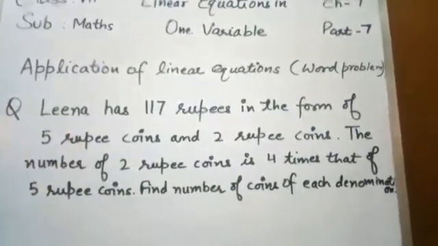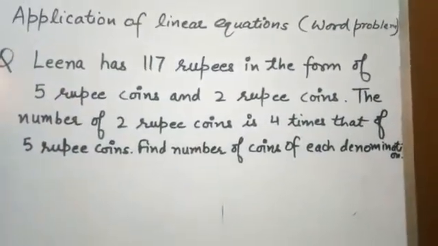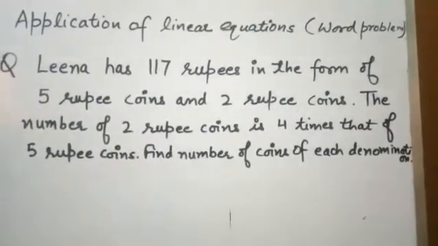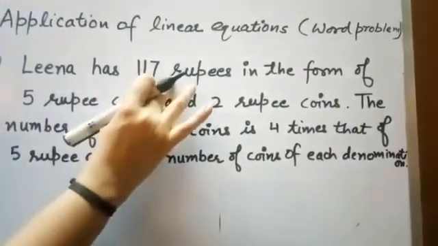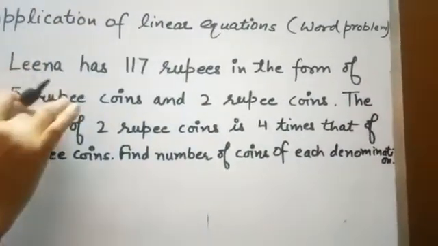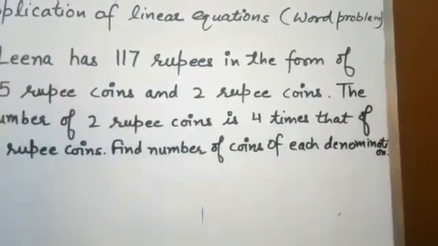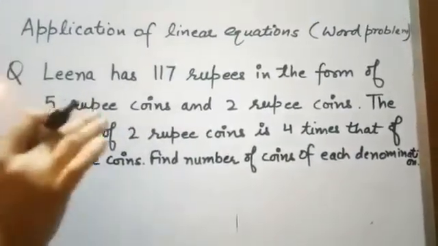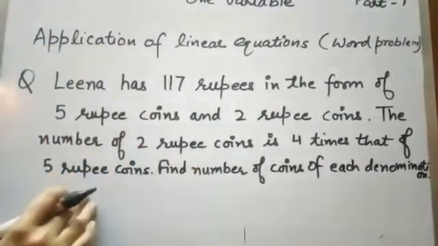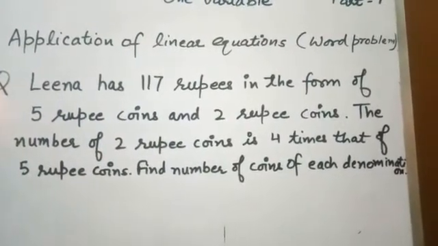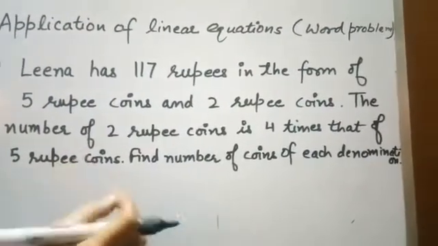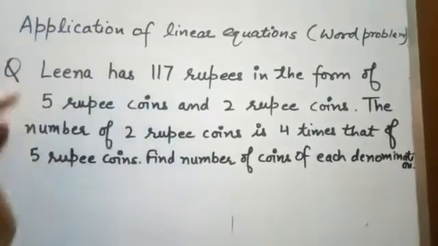The question written here: Leena has 117 rupees in the form of 5 rupee coins and 2 rupee coins. What is given? The total money is 117 rupees, in either 5 rupee coins or 2 rupee coins, none other than that. The number of 2 rupee coins is 4 times the number of 5 rupee coins. The relation between the numbers of coins is given, and you have to find how many coins of both 5 and 2 rupees Leena has.